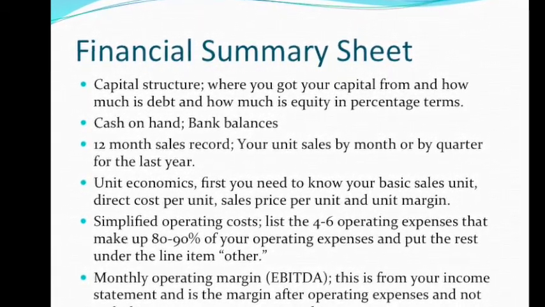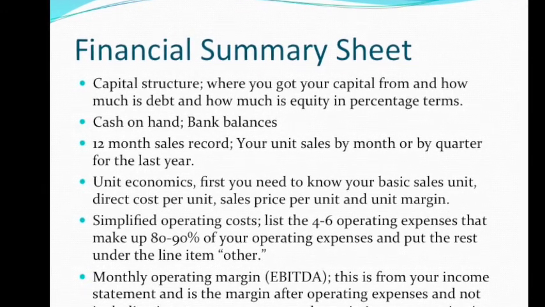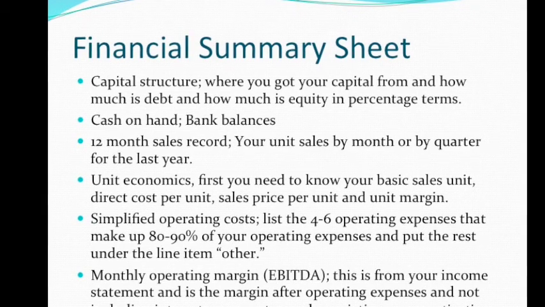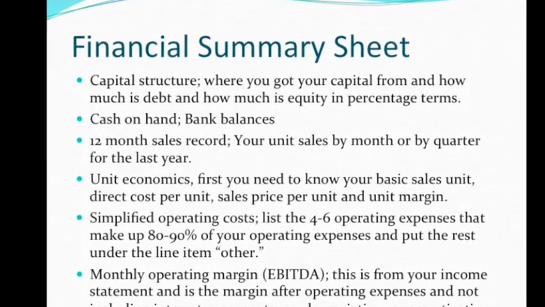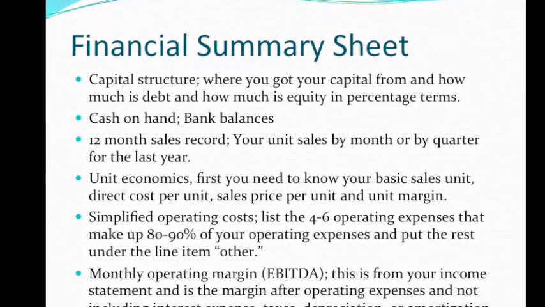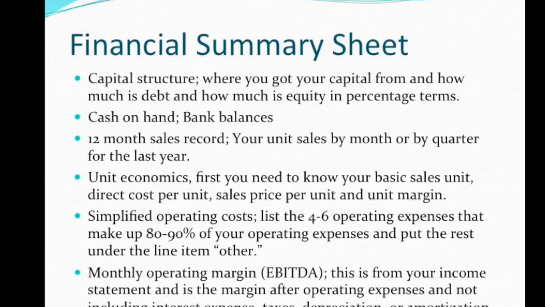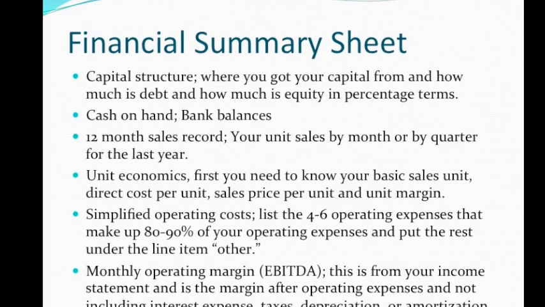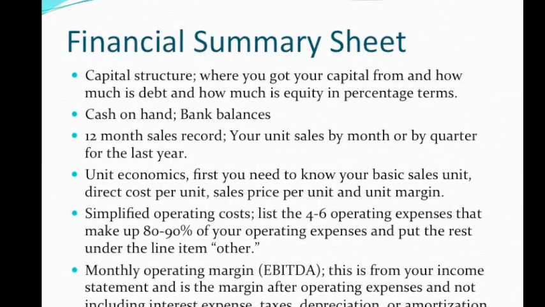These are the variable cost or the direct cost per unit. You need to know the sales price per unit, and once you know those, you can calculate the unit margin by simply subtracting the cost per unit from the price per unit, giving you a unit margin. Those unit economics should be very clear and they should be stated on this sheet.